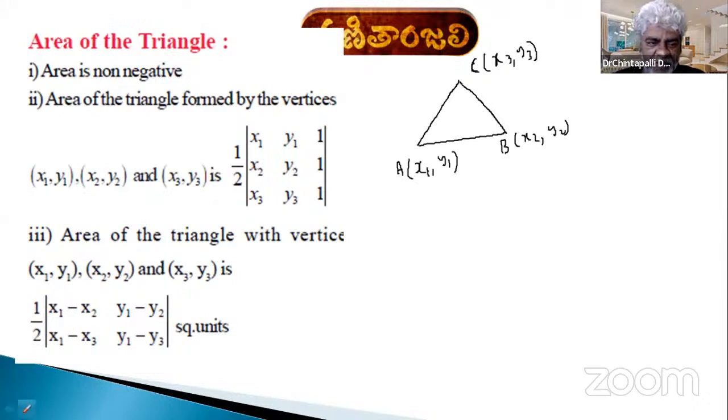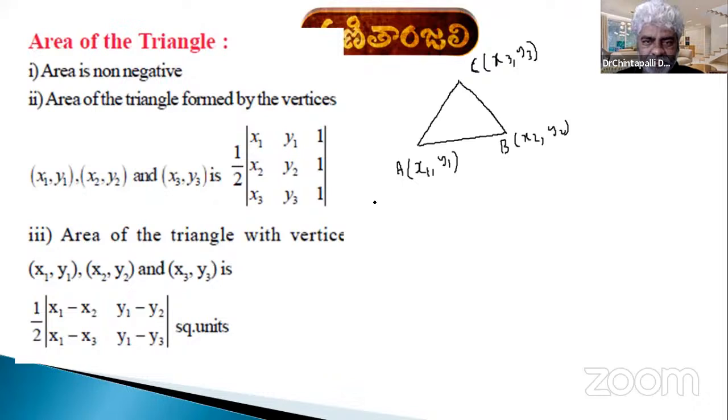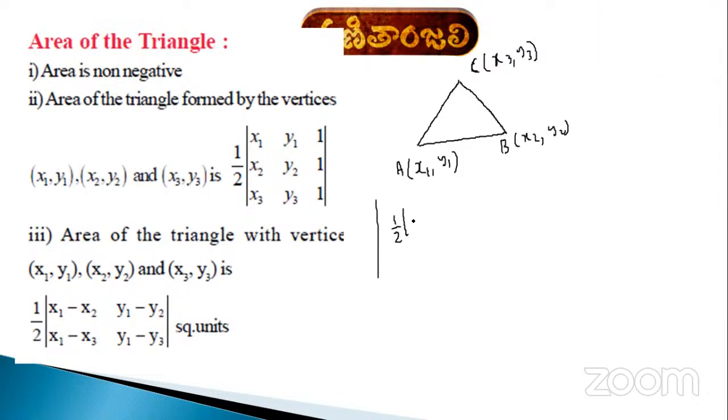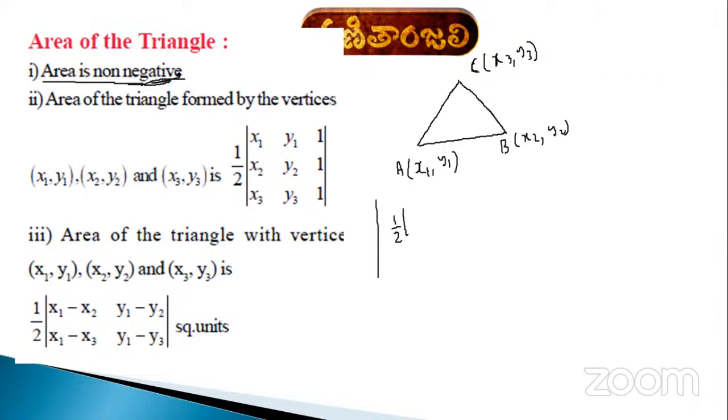Now, the actual original formula, the traditional formula to find the area of a triangle, is half of the mod of. Why is mod used here? Because the measurement can be negative. First point, area is non-negative. Area cannot be negative. That's why mod is used.